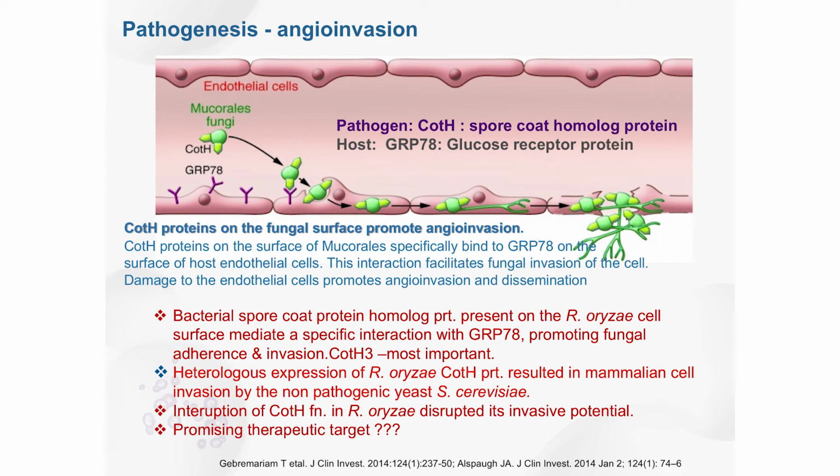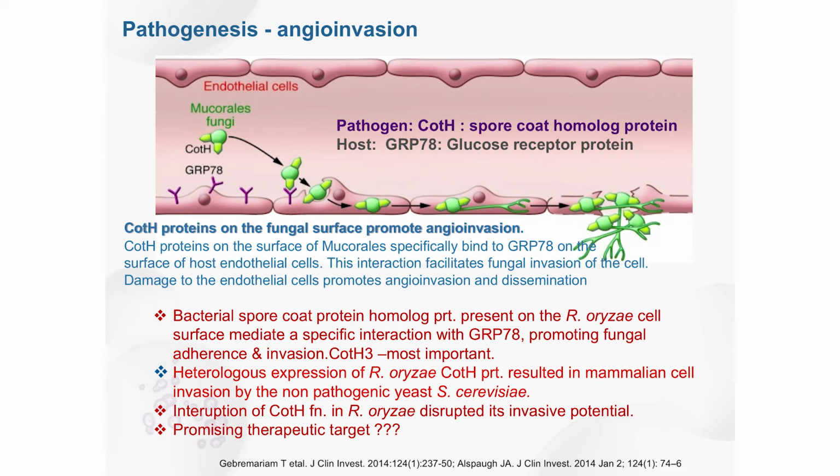The spore coat protein homolog can be present on Rhizopus, which is a normal pathogen in this disease. And then they can mediate a specific interaction with the receptor here, this Y shape, and this is specific to the pathogen. And then it promotes fungus adherence and invasion. Then they have the members COT 1, 2, and 3, and the 3 is the most important one.